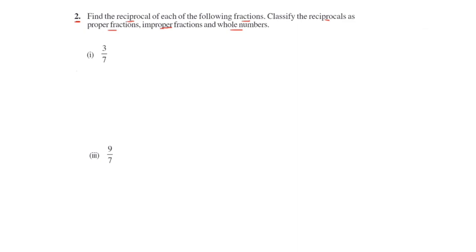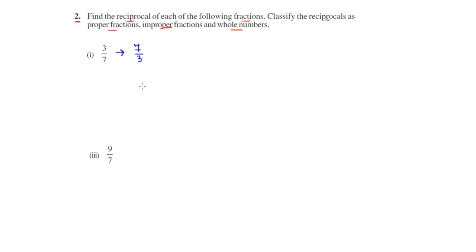So in the question, we just need to find the multiplicative inverse and then we will classify them. Just by flipping the number, we can easily find the reciprocal or the multiplicative inverse of a fraction. So if we talk about this, what is the reciprocal of 3 over 7? Reciprocal is 7 over 3. Clear? Just we have found the multiplicative inverse.